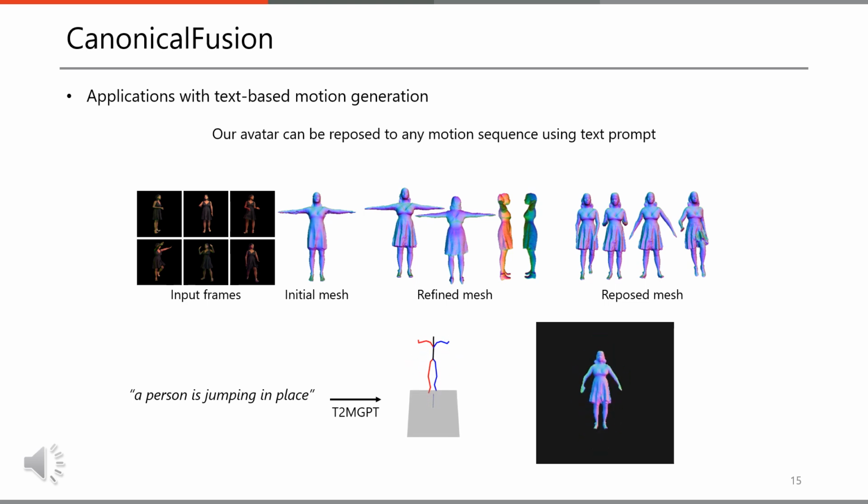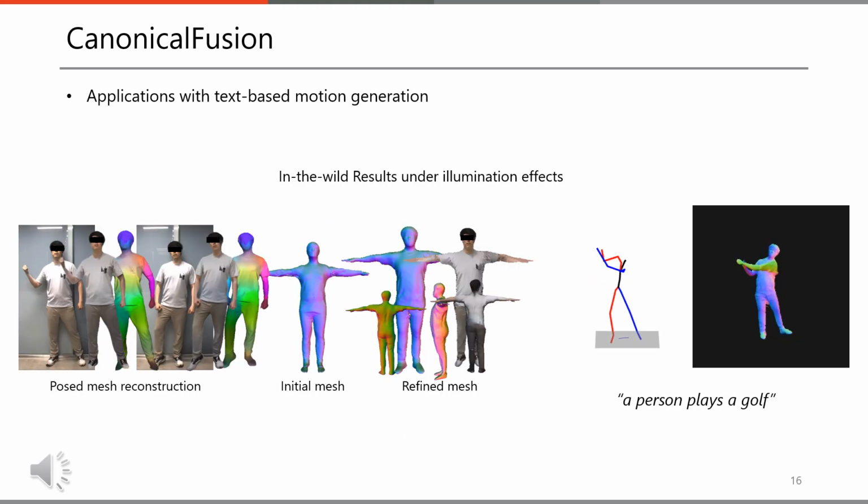For example, in the following result, we use the canonical mesh to create a video where it performs a jumping in place motion. This result is also an in the wild example, and he is one of my lab colleagues. In this case, we can also apply a text-based motion generation model to simulate a golf swing. The video is captured in an environment with significant illumination effects, but as you can see, the texture network was able to remove lighting influence to some extent, resulting in a more natural mesh.